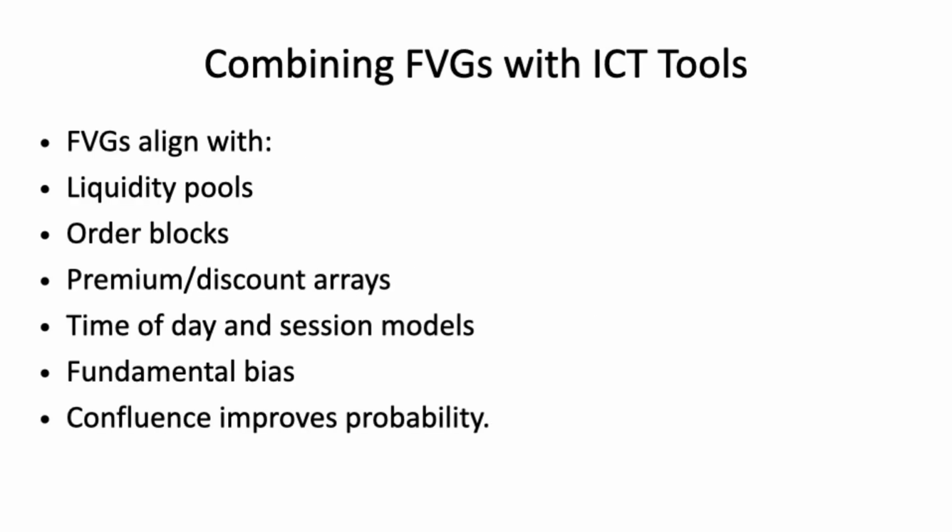But you should never trade an FVG in isolation. Its true power comes from confluence. Does the FVG align with a key liquidity pool? Is it sitting right on an order block? Does it form during a key session time like the London or New York Open? The more these ICT concepts line up, the higher the probability of your trade.